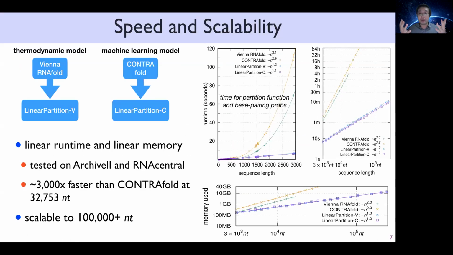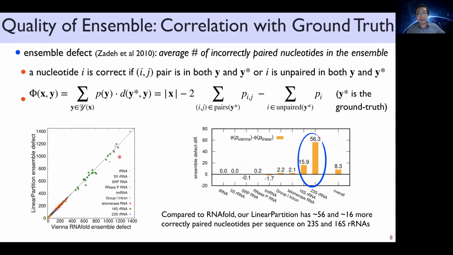Okay, jumping into the results, we have 2 versions of linear partition: the V version from the Vienna RNAfold model and the C version from the CONTRAfold model. Both run in linear time and linear space, and are like 3,000 times faster than CONTRAfold at a very long length, the longest that CONTRAfold can run. But we can run on much longer sequences, like 10,000 or 100,000 nucleotides.